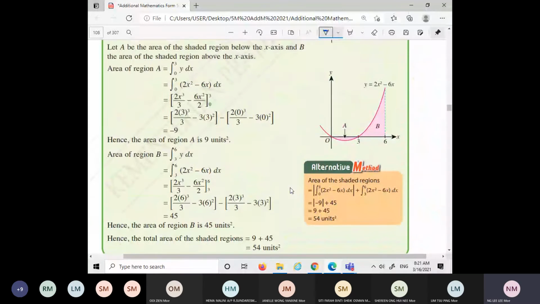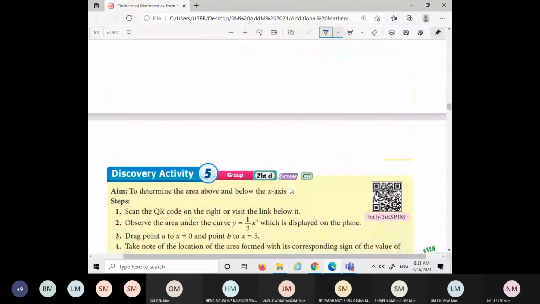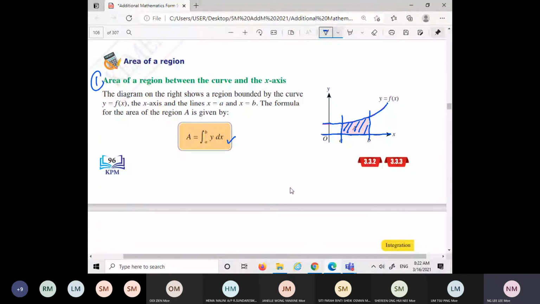Come back to the first one. Okay, the diagram on the right shows a region bounded by the curve y equal to f(x), the x-axis, and the lines x equal to a and x equal to b. This line we call x equals a, and this line we call x equals b. The formula for the area of the region A is given by this.